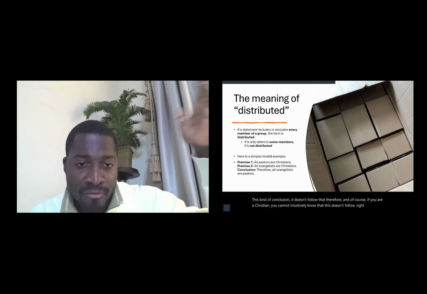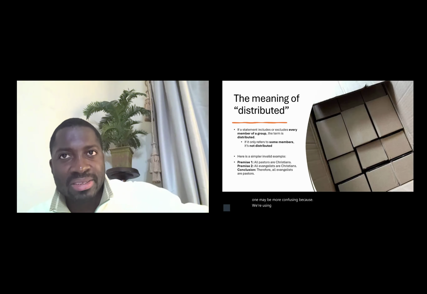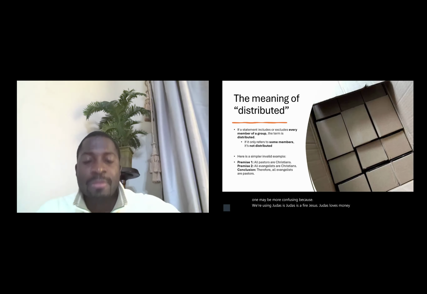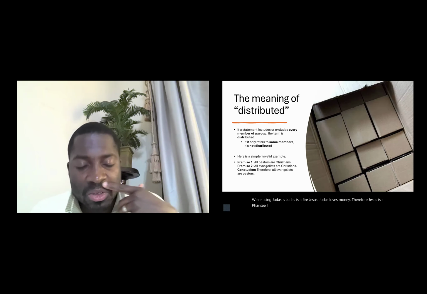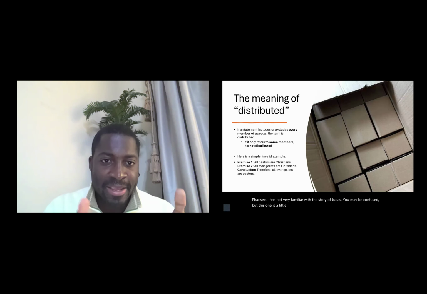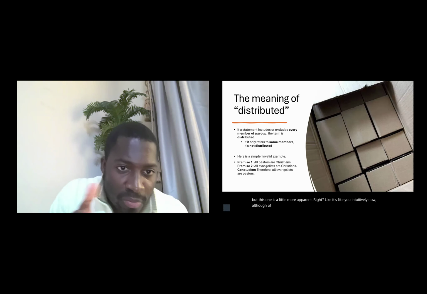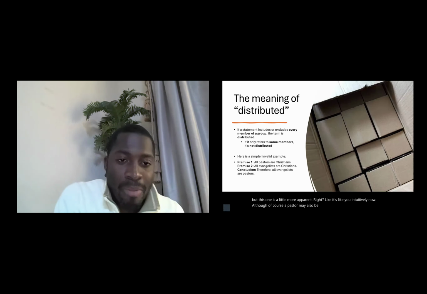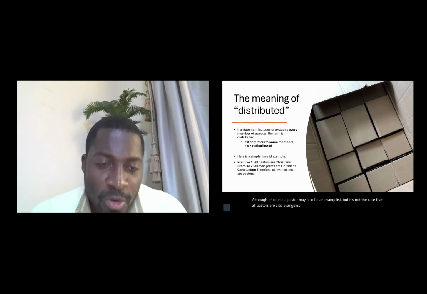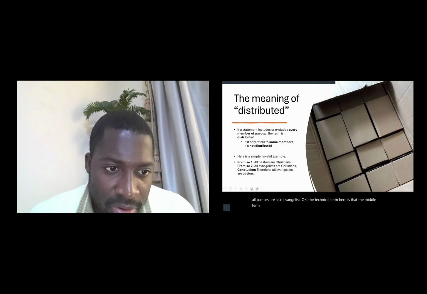And of course, if you are a Christian, you intuitively know that this doesn't follow. The other one may be more confusing because we're using "Judas loves money, therefore Judas is a Pharisee." If you're not very familiar with the story of Judas, you may be confused. But this one is a little more apparent. You intuitively know that although a pastor may also be an evangelist, it's not the case that all pastors are also evangelists. The technical term here is that the middle term is not distributed.